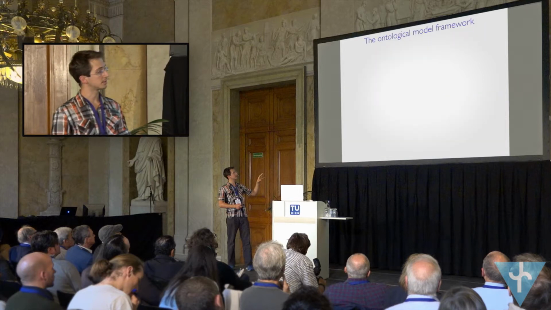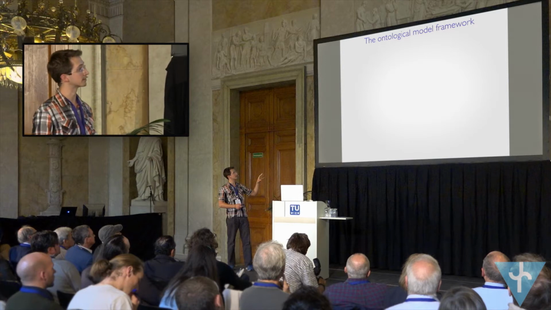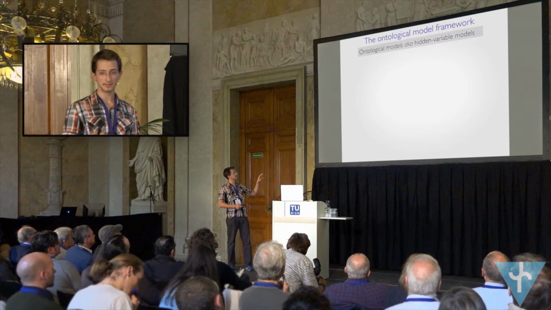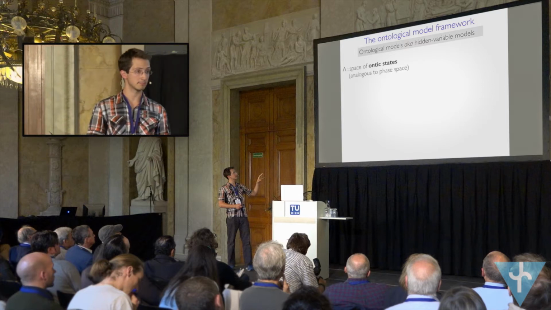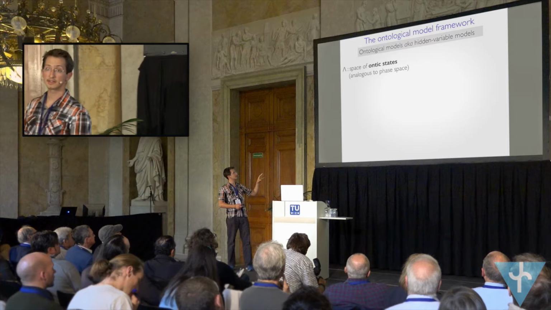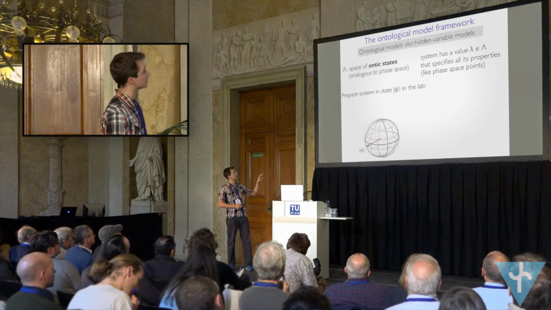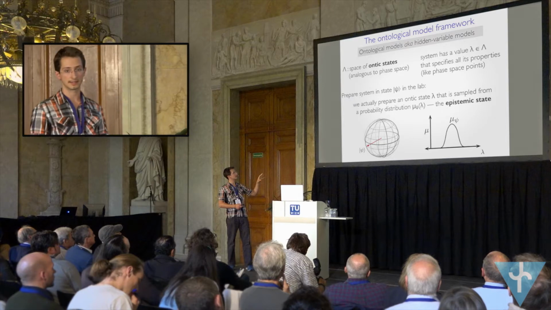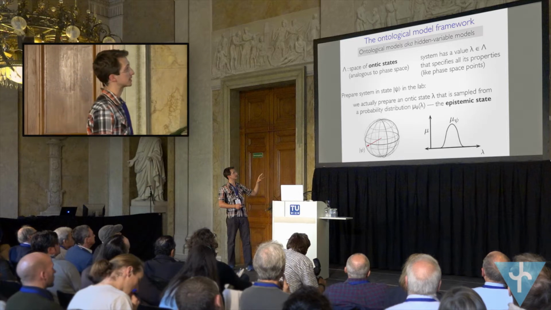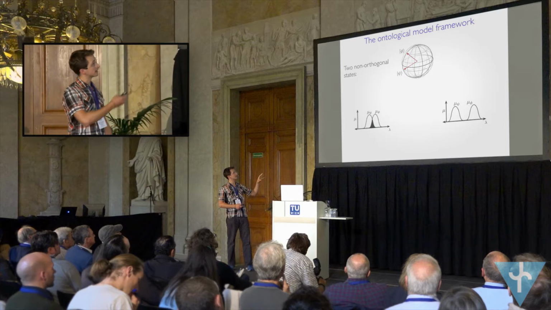And now, to begin with, I'll repeat a few key points of our theoretical framework, so the ontological model framework that Matt already discussed. So it's basically the hidden variable framework, where we have some ontic state space, like a classical phase space, and every system takes a value in this phase space. Now, if I go to the lab and I prepare my quantum state, my psi, what actually happens is I prepare some ontic state that is sampled from a probability distribution in this ontic state space, which we call the epistemic state.